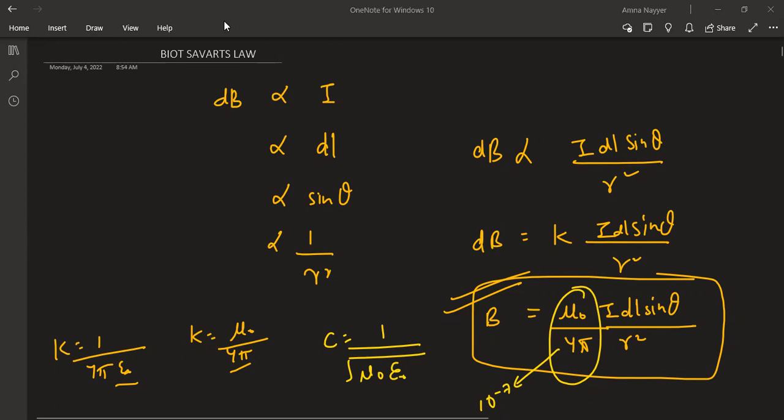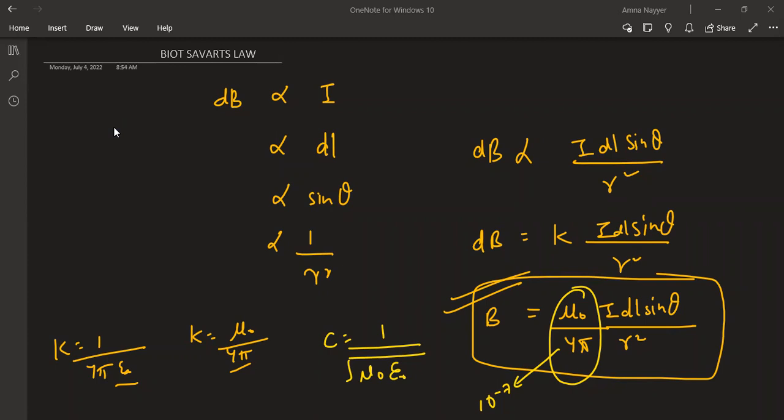Yes, class. So in your magnetics lessons, we'll start with Biot-Savart's law. In Biot-Savart's law, firstly, you have the magnetic field's magnitude. The magnetic field's magnitude is directly proportional to current, directly proportional to the current element, directly proportional to sine theta, and inversely proportional to 1 by r.